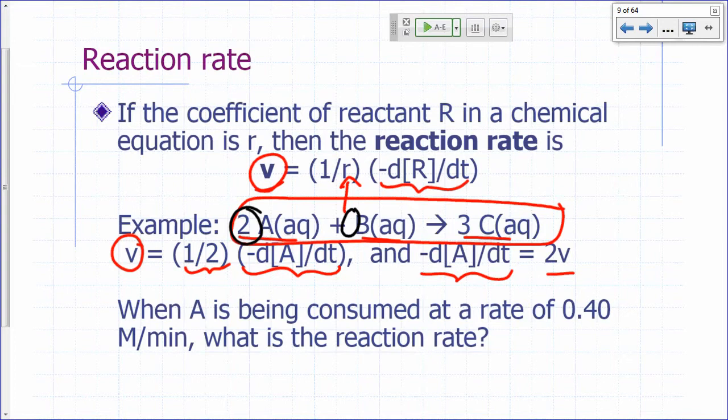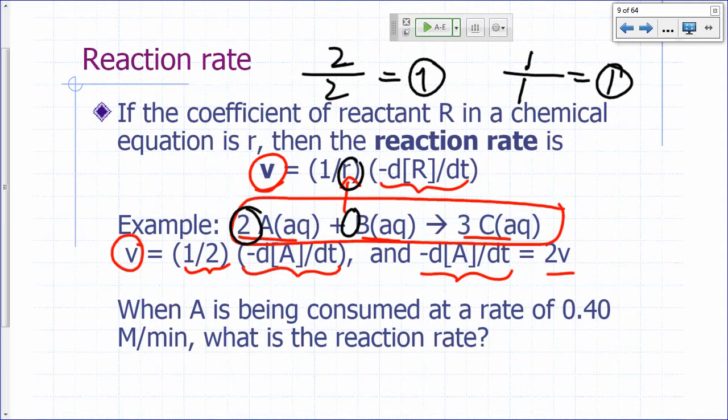So to avoid ambiguity, we define it so that if you don't specify A or B, then whatever rate you're quoting for A or for B, you divide it by the coefficient of A or B in the balance equation. Because 2 moles per liter per second for A, you divide that by 2, that gives you 1, right? Whereas 1 mole per liter per minute for B divided by 1 will still give you 1. So that would correspond to the same rate of reaction.